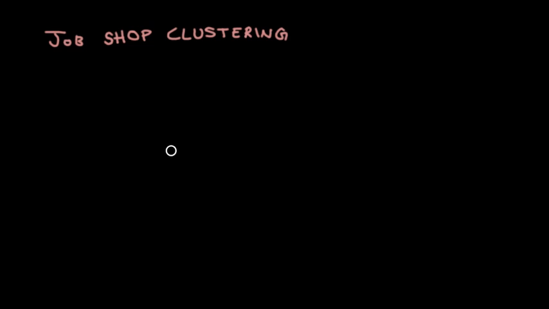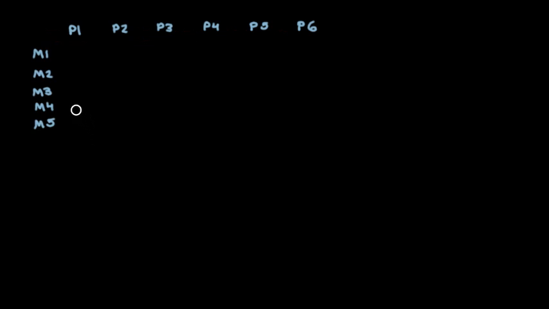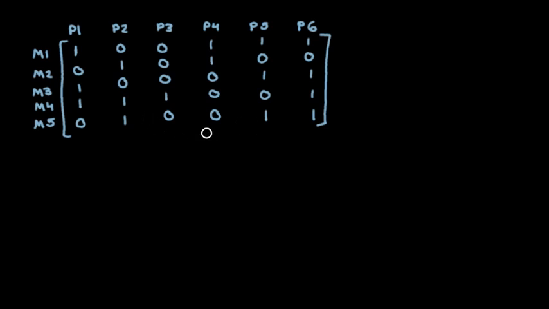So we're going to say we have 5 machines and 6 different products. Let's look at it. Okay, so we have 5 machines and 6 products. And what I'm going to do here is put a 1 if that product needs to go through that machine. So we'll make some columns here. If the product needs to go through a machine, we'll put a 1. If it doesn't, we'll put a 0. And here are our 1s and 0s.